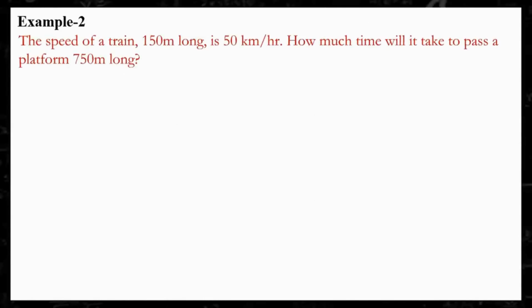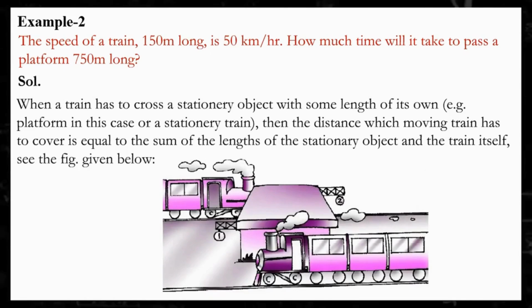Example 2. The speed of a train 150 meters long is 50 kilometers per hour. How much time will it take to pass a platform 750 meters long? Solution. When a train has to cross a stationary object with some length of its own, for example a platform in this case or a stationary train, then the distance which the moving train has to cover is equal to the sum of the lengths of the stationary object and the train itself.